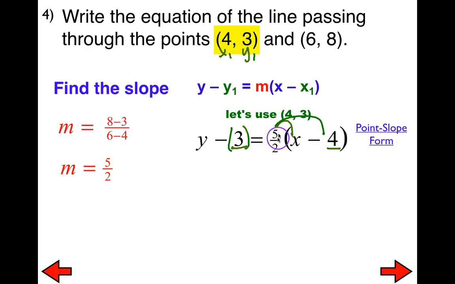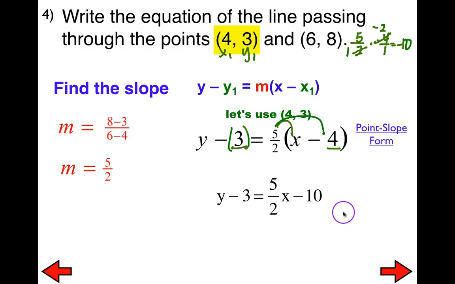So 5/2 times x is just 5 halves x. 5 halves times negative 4, I'm actually going to have to work that off on my side. 5 halves times negative 4 over 1. I can cross cancel by 2, so 2 divided by 2 is 1. Negative 4 divided by 2 is negative 2, so that's going to give me negative 10. So now I'm left with this here.